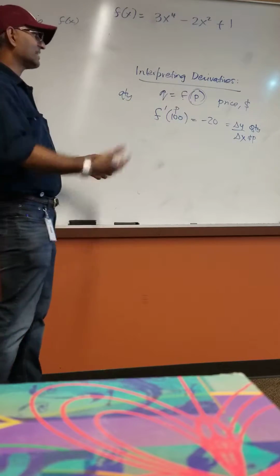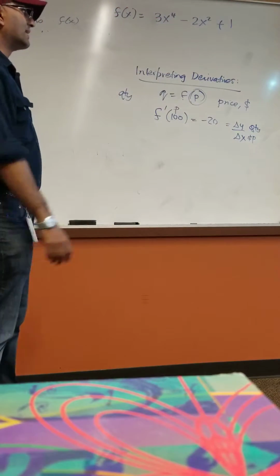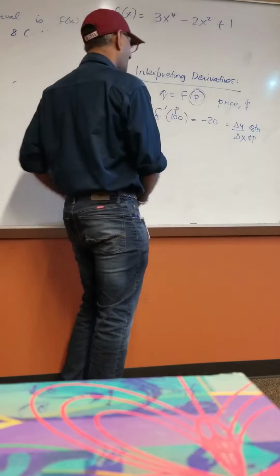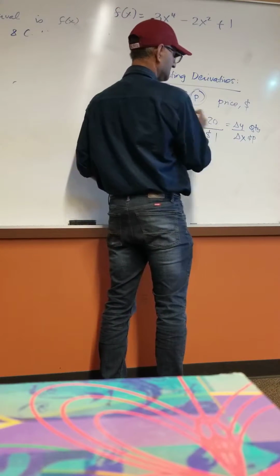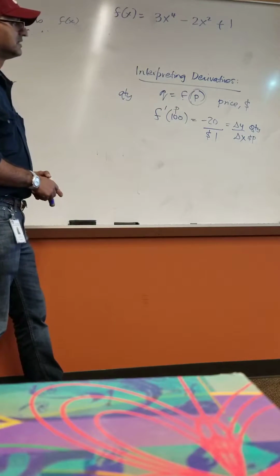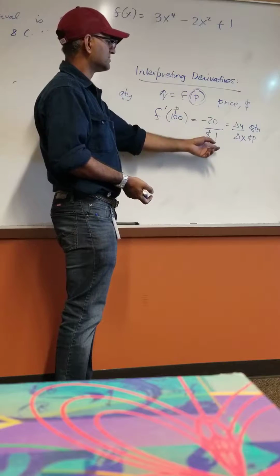So this negative 20 indicates that, oh, by the way, let's write units. The units are, quantity is nothing but per $1. The quantity has no units. It's just a number, or number of items. That's per $1.